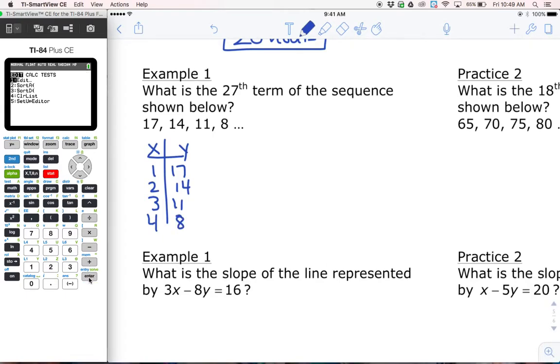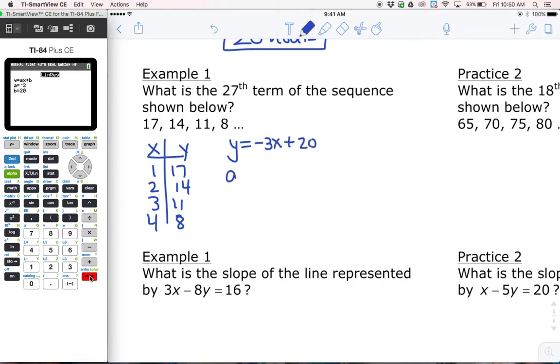So we got stat edit. 1, 2, 3, 4 for my x's, right? Because the first term, second term, third term, fourth term. And my y's, I've got 17 and 14 and 11 and 8. All right, I'm going to go to stat calc. Remember option 4 because we're doing lines, linear, and enter. Okay, so my equation, I'm going to use negative 3 plus 20. So y equals negative 3x plus 20.